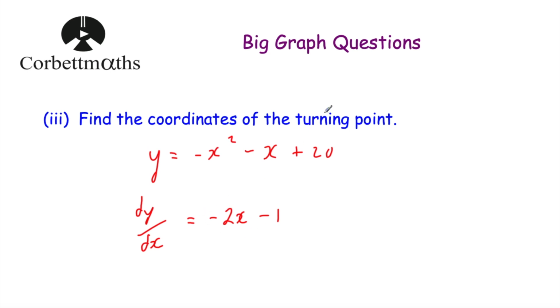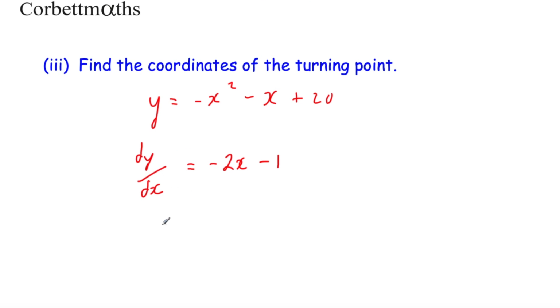So if we want to find the coordinates of the turning point, we know that dy by dx is equal to 0. The gradient is equal to 0 at a turning point. So we can just write 0 equals minus 2x minus 1. And then we can just solve this equation. I'm going to add 2x to both sides to get that 2x equals -1. Then I'm going to divide by 2, and we're going to get that x is equal to minus 1/2. So that means the x coordinate of the turning point is equal to -1/2.